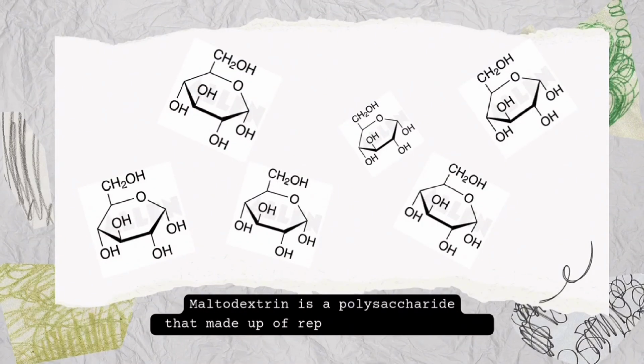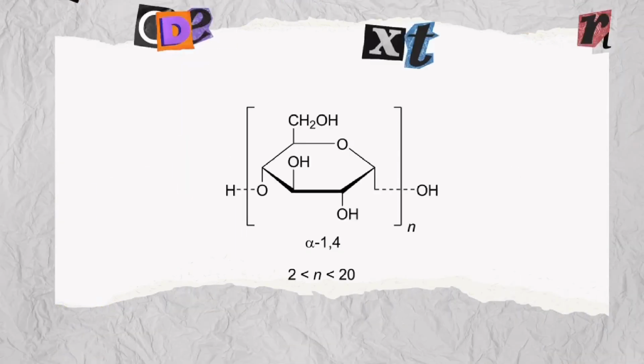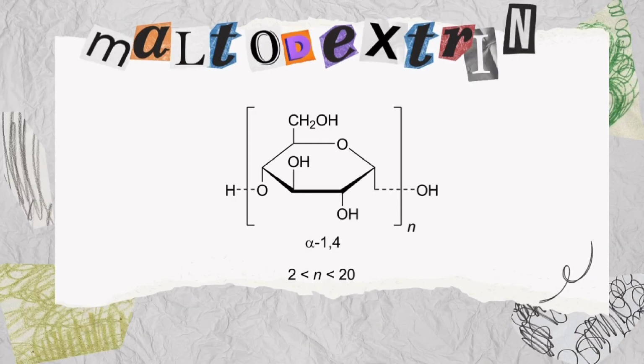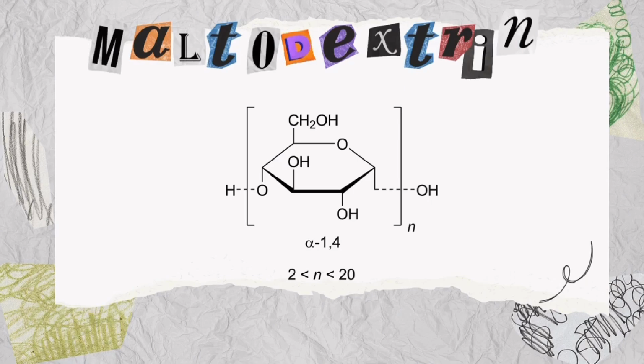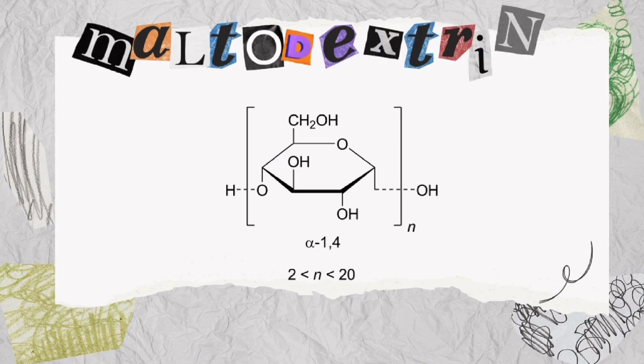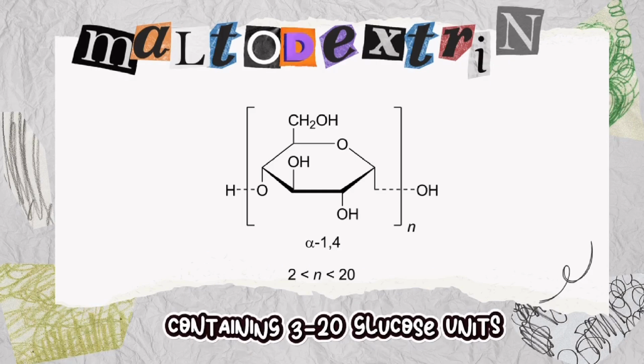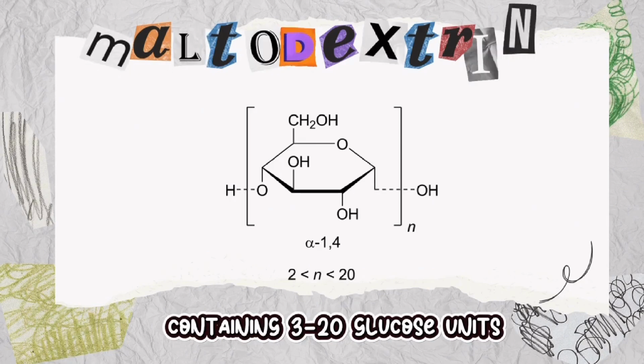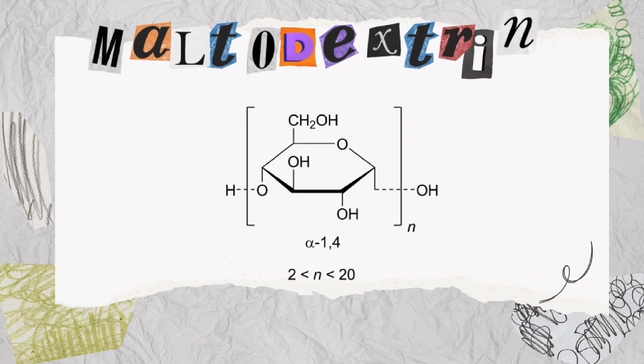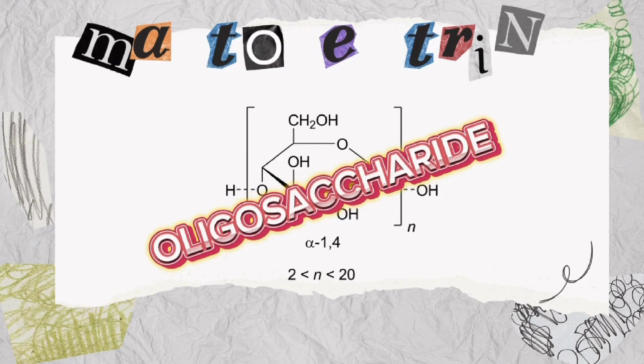Maltodextrin is a polysaccharide made up of repeating glucose units linked primarily by alpha-1,4-glycosidic bonds with occasional branching through alpha-1,6 linkages. These chains are relatively short, typically containing 3 to 20 glucose units, classifying maltodextrin as an oligosaccharide.